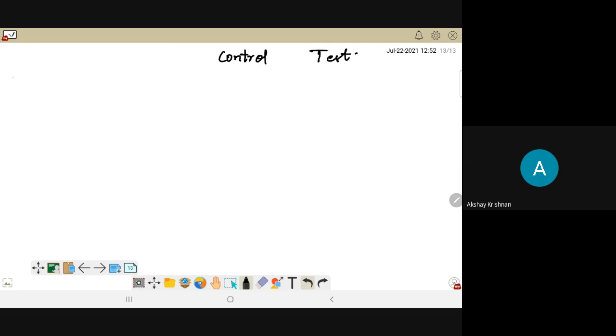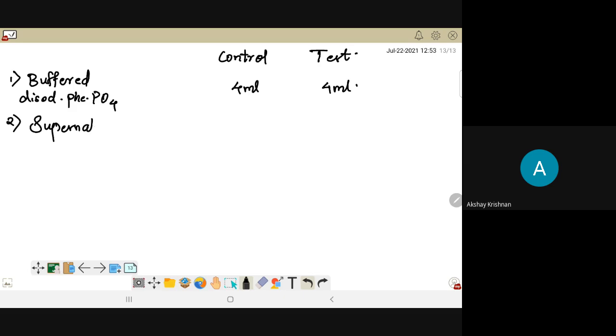Okay. Now let us see what are the components that I add. The first component that I add is going to be buffered disodium phenyl phosphate, which is my substrate. So I'm going to add 4 ml of the substrate to both the tubes, to control as well as to the test. The second thing I will add is the supernatant, which is nothing but the enzyme. So in control, we will not add it.